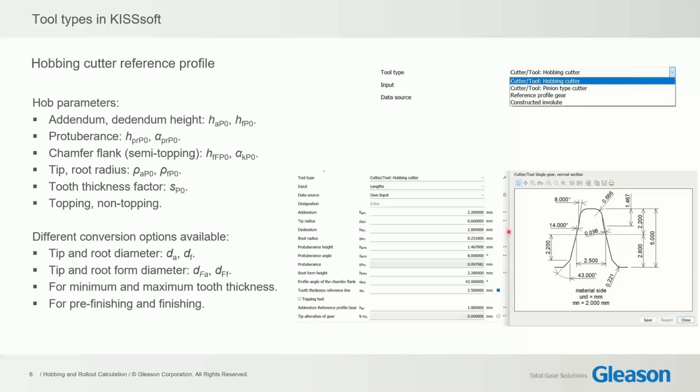In the reference profile tab, we have several convert and size buttons available. What those functionalities offer is that we can calculate some parameters of the tool based on different inputs like tip and root diameter, tip and root form diameters. And in these conversion buttons, we have different inputs for pre-machining and finishing, or pre-finishing and finishing. And also we have options to define diameters for minimum and maximum tooth thickness.